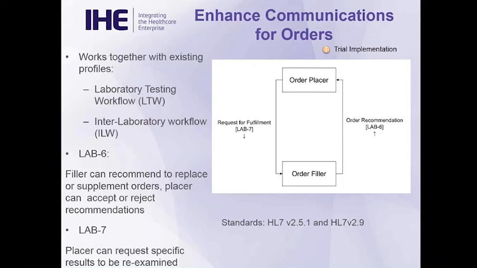And it has two transactions, Lab 6, where the filler can recommend to replace or supplement orders, and the placer can accept or reject those recommendations. In lab testing workflow and interlaboratory workflow, the placer can replace or supplement orders, but the filler couldn't do that. So that was one of the reasons we wrote this particular transaction, Lab 6, or order recommendation transaction.